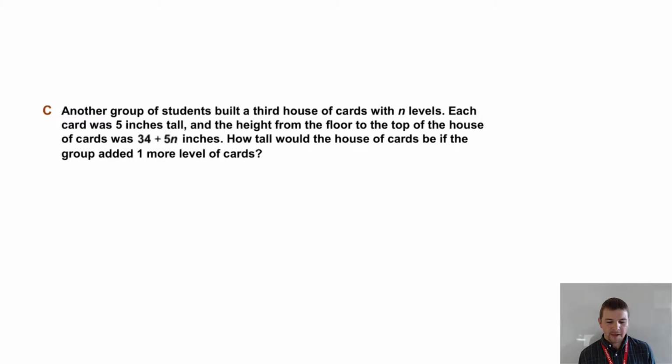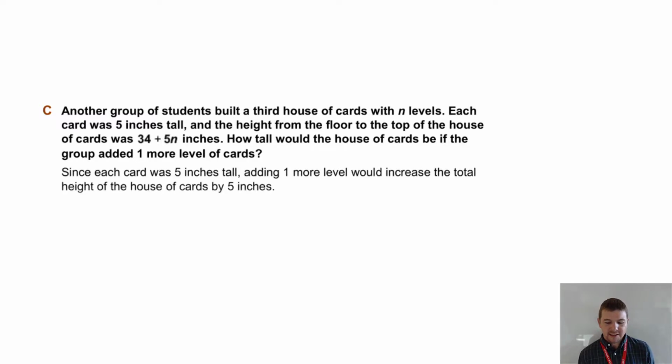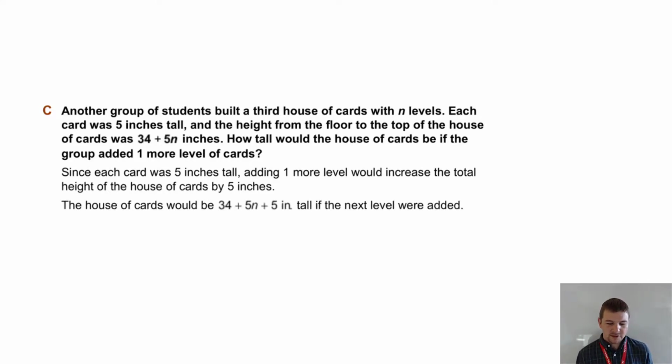And finally, part C. Another group of students built a third house of cards with n levels. Each card was 5 inches tall, and the height from the floor to the top of the house of cards was 34 plus 5n inches. How tall would the house of cards be if the group added one more level of cards? Since each card was 5 inches tall, adding one more level would increase the total height of the house of cards by 5 inches. So the house of cards would be 34 plus 5n plus 5 more inches tall if the next level were added. And we could simplify that expression, 39 plus 5n.